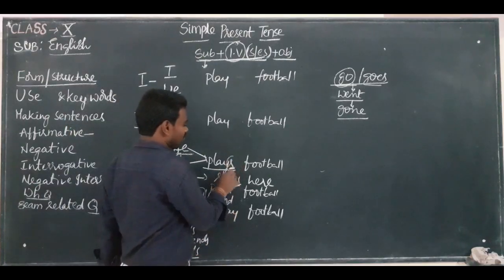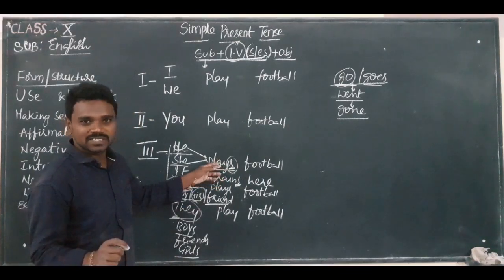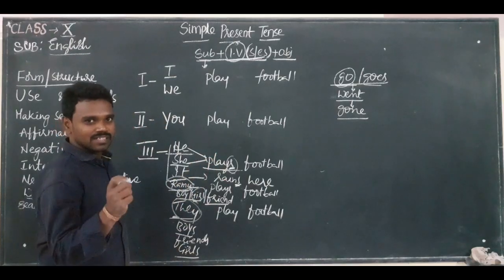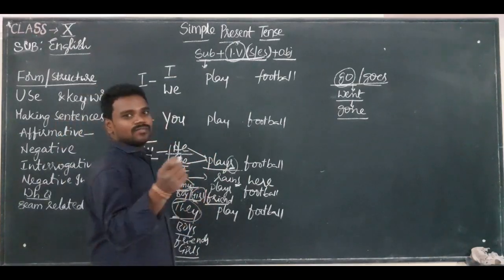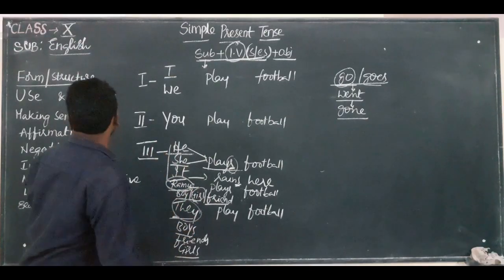So here, when do we add s or es? You should not forget this. You commit mistakes over here. So when do we add s or es? When the third person is singular, we add s or es to the verb.